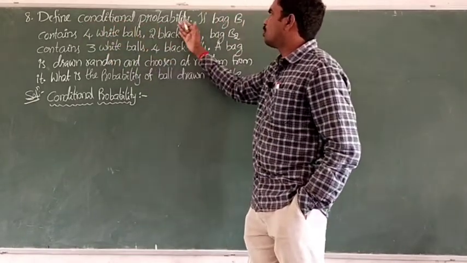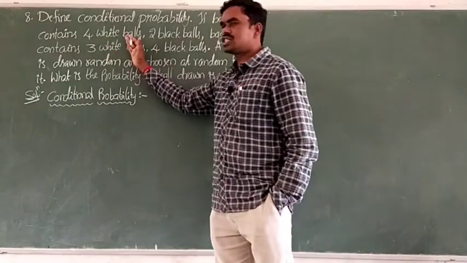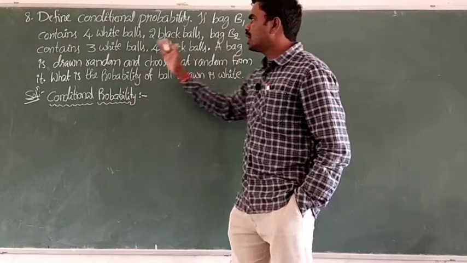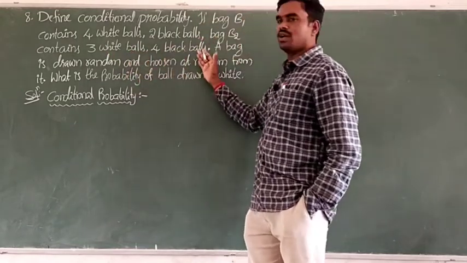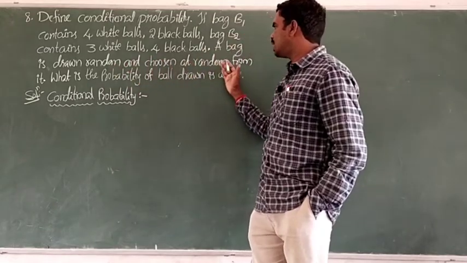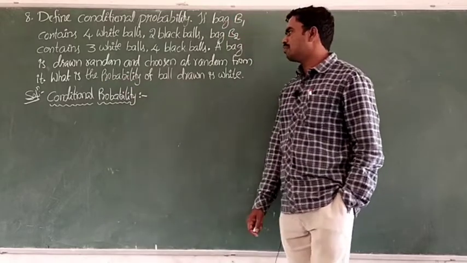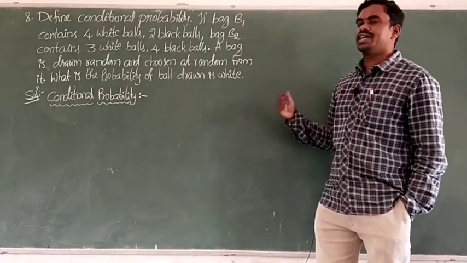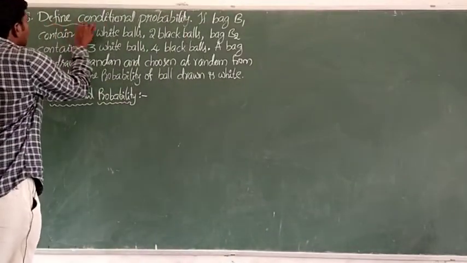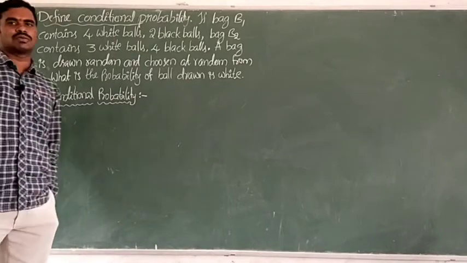Define conditional probability. If bag B1 contains 4 white balls, 2 black balls, and bag B2 contains 3 white balls, 4 black balls, a bag is chosen at random and a ball is drawn from it. What is the probability that the ball drawn is white? Before doing this question, first of all, what is the definition of conditional probability? Let us see what we mean by conditional probability.